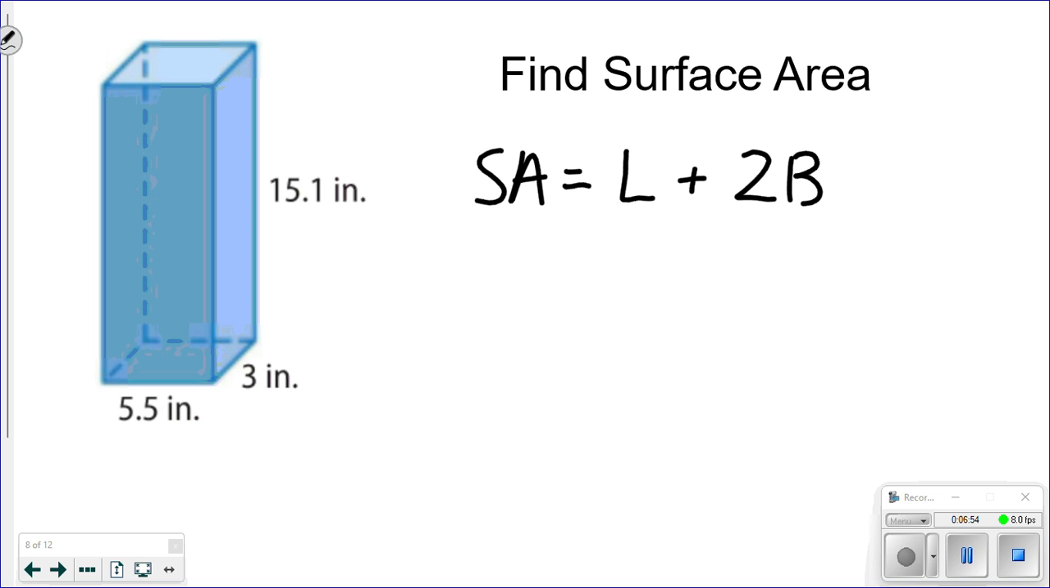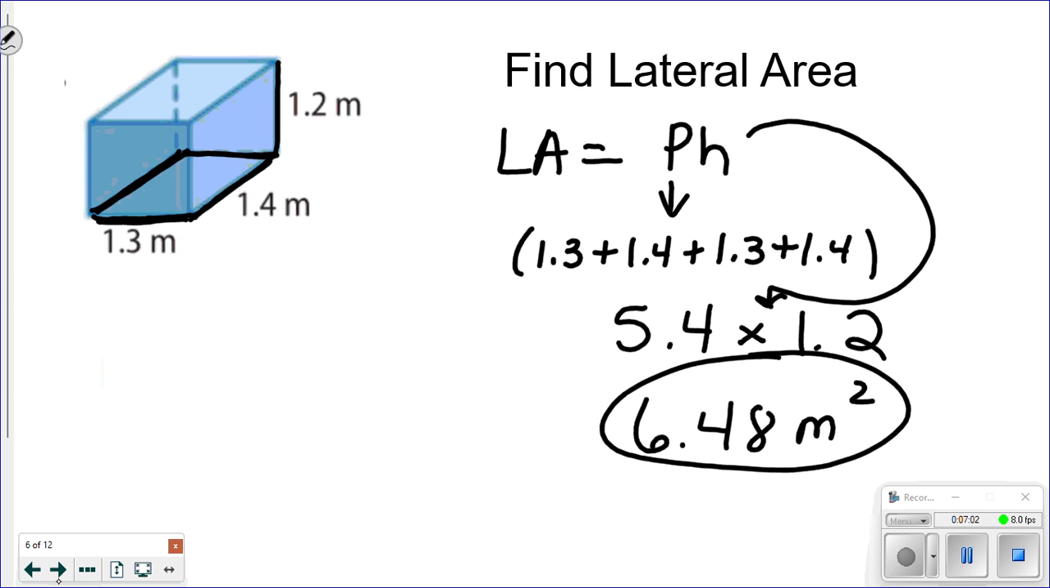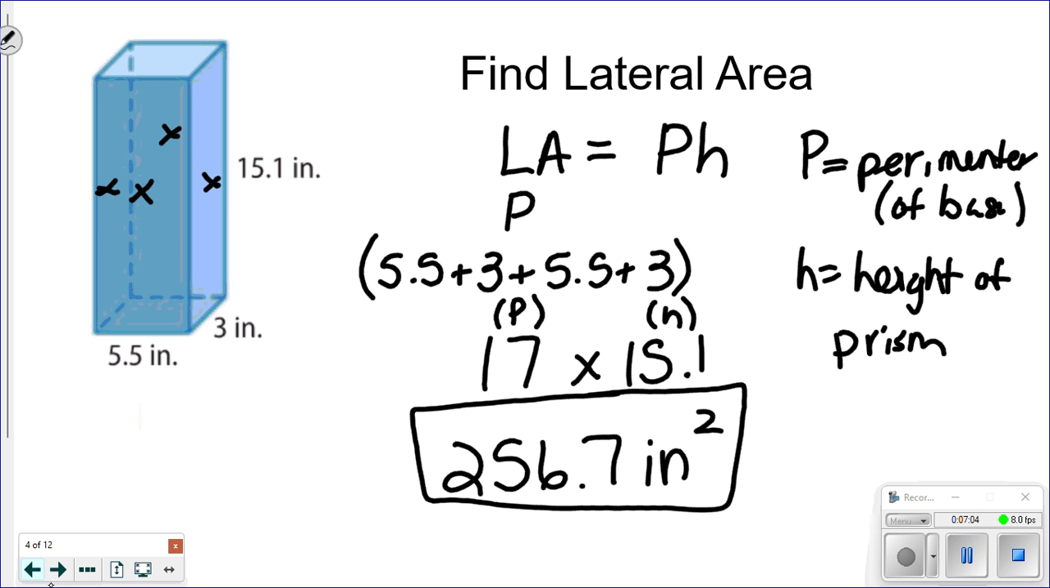Now, if you recall correctly, we just did this one. We found the lateral area of it already. So if I would flip back here, we already found the lateral area of it. So the lateral area, remember we did that, we did the perimeter times the height. So the lateral area is 256.7.